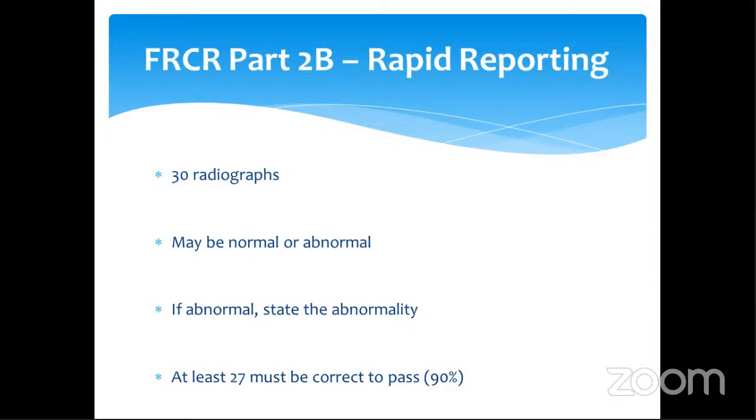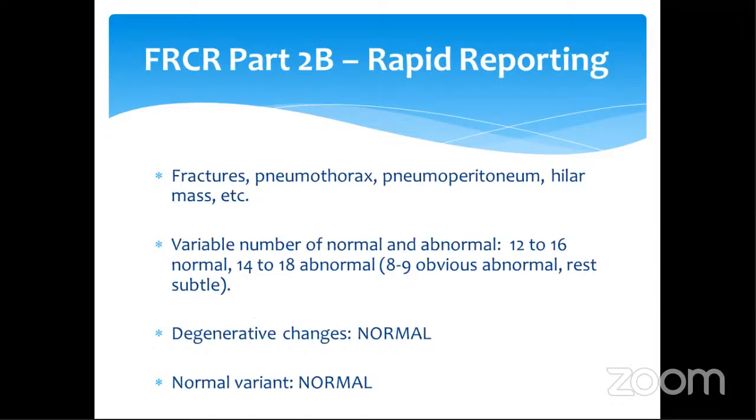To pass, out of 30, you need to get at least 27 correct, which is why there is a lot of high mortality in this part 2B. So you need to have an accuracy of 90% to pass. Commonly asked things are hairline fractures, pediatric fractures, pneumothorax, pneumoperitoneum, subtle hilar mass. These are the common things which are asked in the exam.